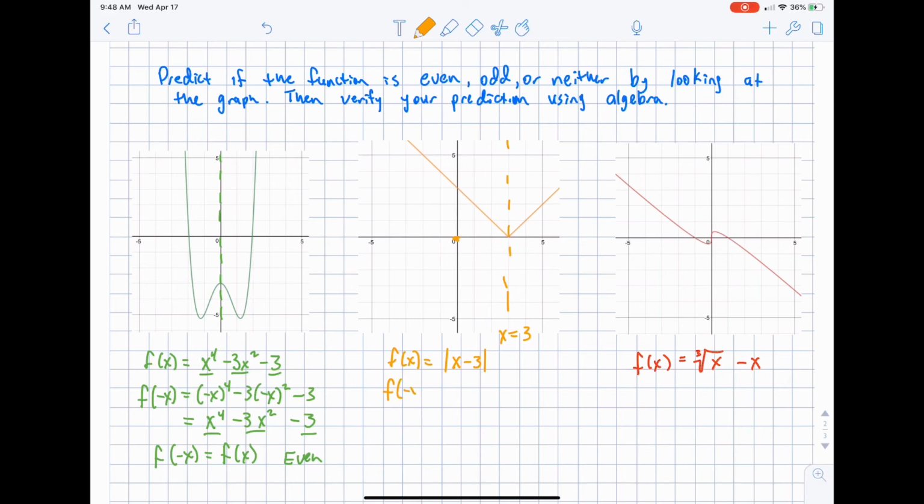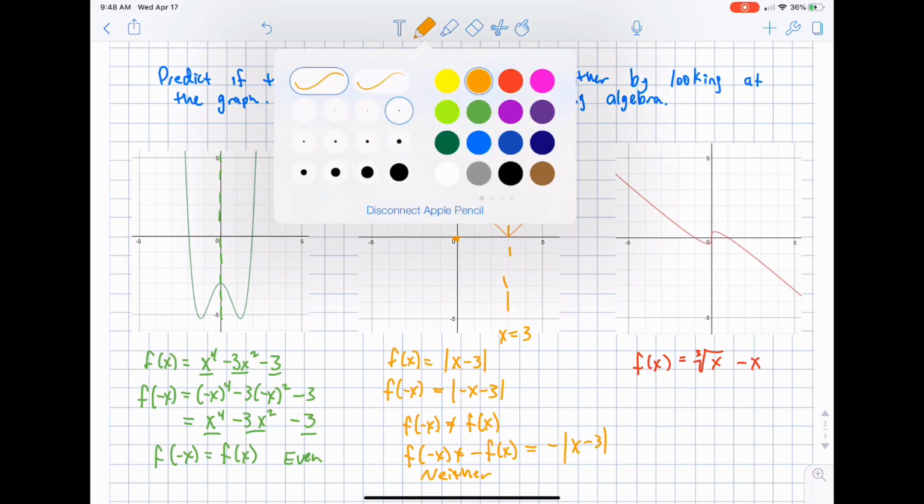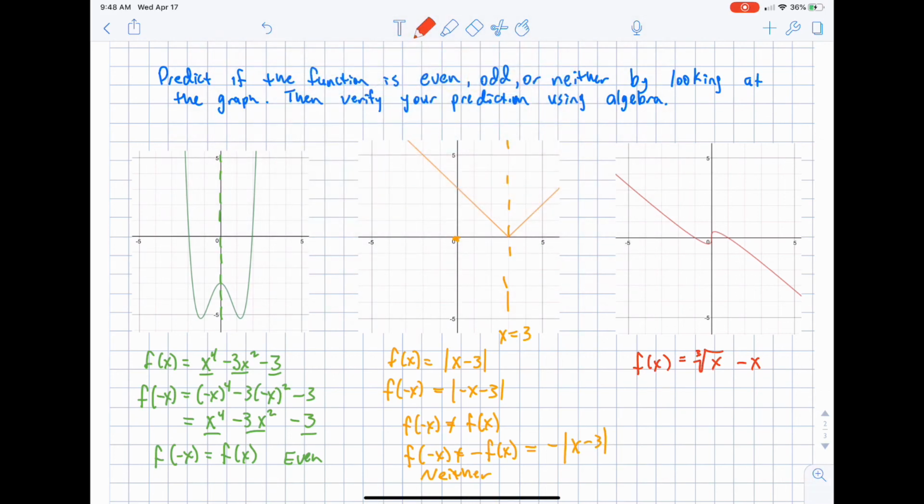So I'm going to find f of negative x. That's going to equal the absolute value of negative x minus 3. And I can see that that is not equal to the original function. And it's not equal to the opposite of the original function, which, by the way, would have been negative absolute value of x minus 3. So in this case, it's neither.